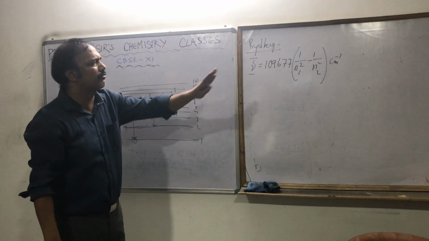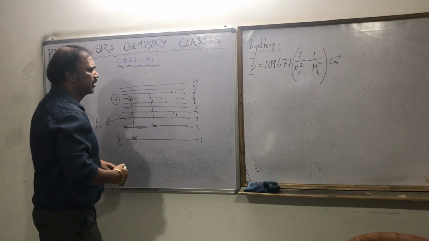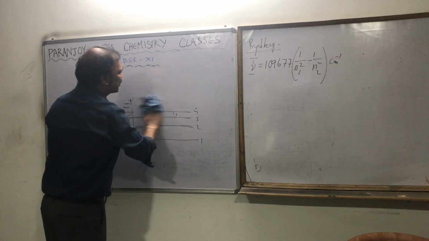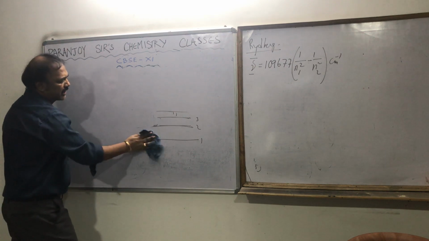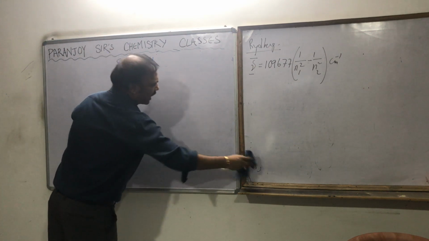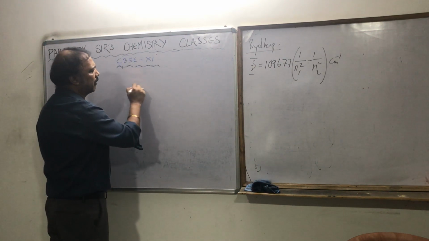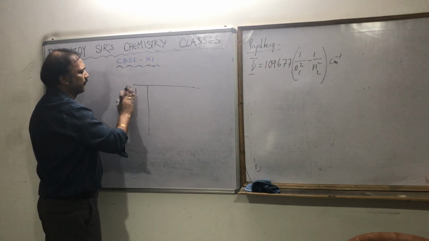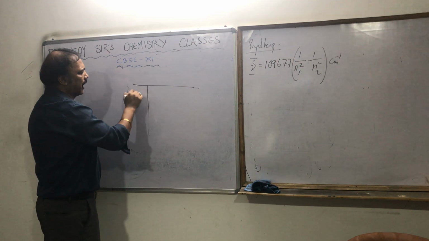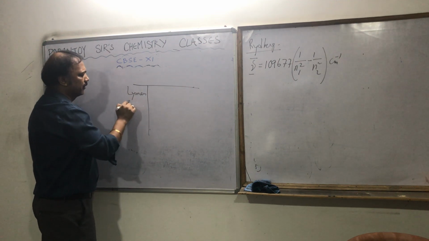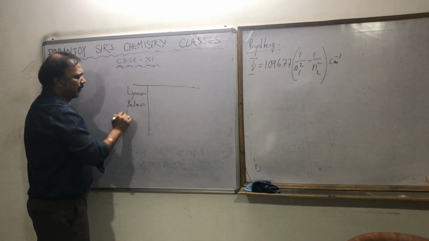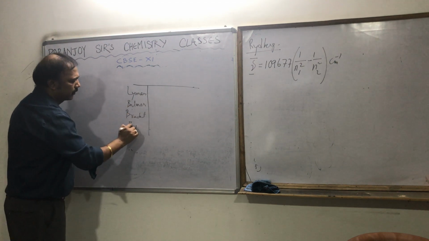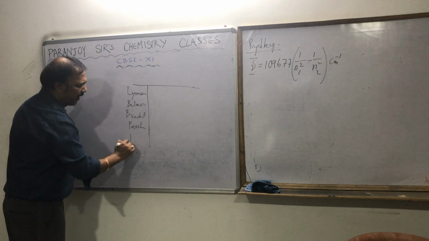What is n1? What is n2? Let me just table it so you can understand that. The same five series I will write in tabular form. Here I am going to write down the series: first one is Lyman, then Balmer, then Paschen, and then Pfund.